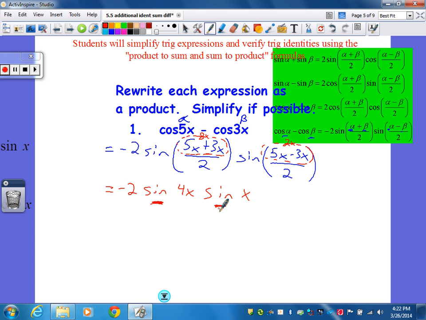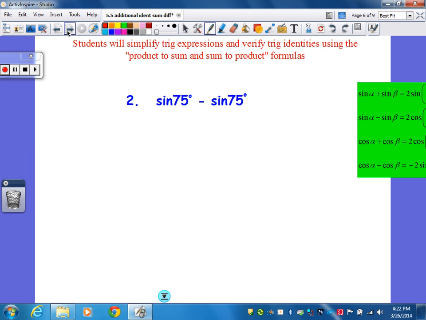Okay. Now let's move on to the next one. Let's keep moving. So this is going to be my answer right here. Move on to the next one.